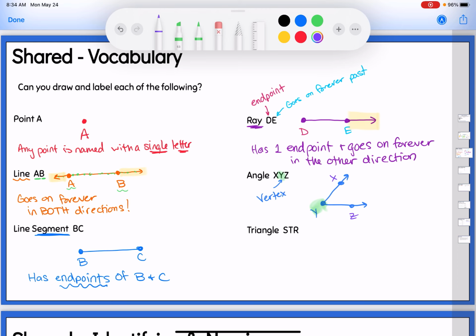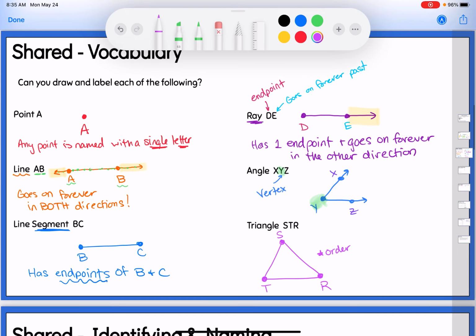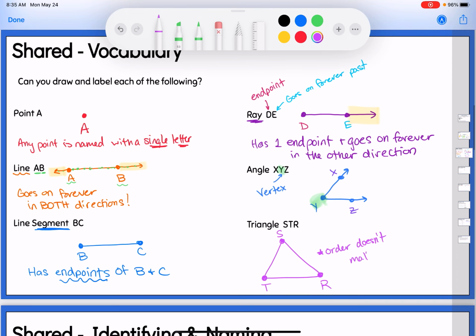All right, and then finally we have a triangle STR. So you have a triangle that looks like this. Here are my vertices, all my points, and those you can put in any order that you want. S on the top, T on the left, R on the right, or R on the top, S, T. It doesn't matter. The order does not matter when you're talking about a triangle, right? Since they're all vertices, you just pick wherever you want to put them.